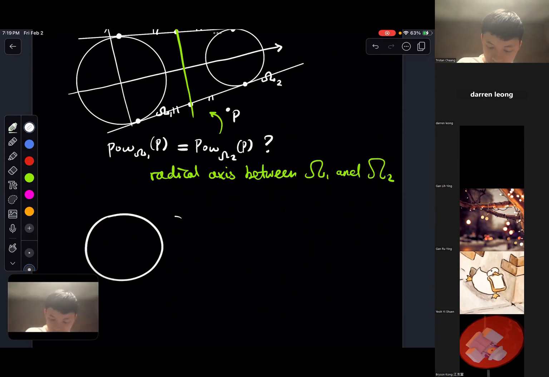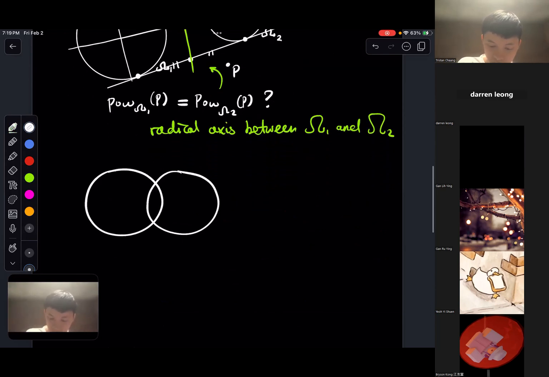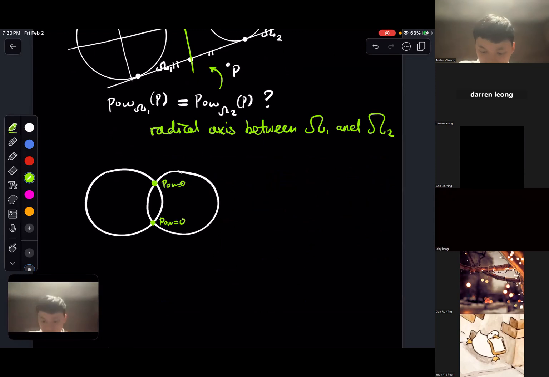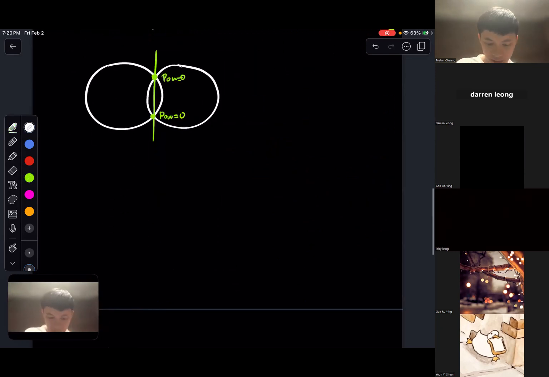If the two circles have a common chord, then these 2 points are obviously on the radical axis because this is where the power is equal to 0, right? Power is both 0. But then for a line, we already have 2 points on the line. You can directly know the whole line, which is just the whole chord. Right? Everyone follows? Any questions so far?